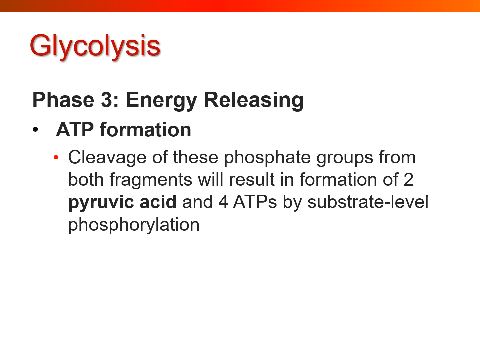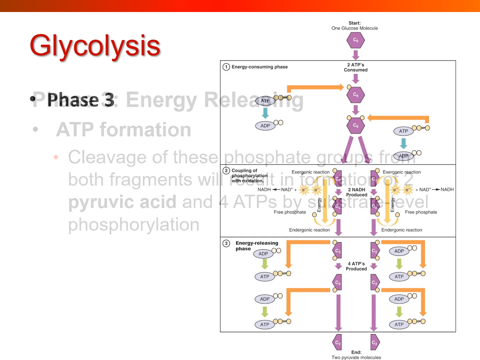All right, so now we're going to start off with our 3 carbon fragment with those 2 phosphates on it. And what we're going to do here is start removing those phosphates, and we're going to reattach them to an ADP. And that's how we're going to create our 4 ATP. We're going to remove 2 phosphates from one of the 3 carbon fragments, and then another 2 phosphates from the other 3 carbon fragment. So this is the energy releasing phase.